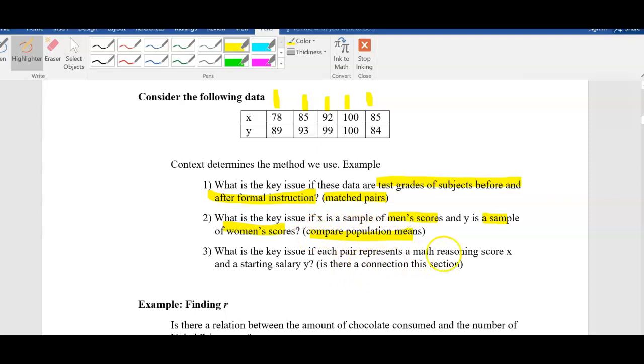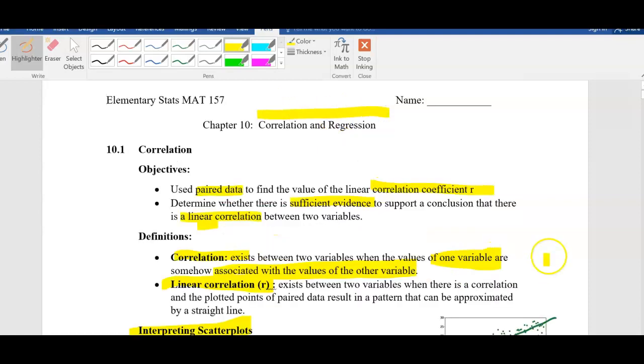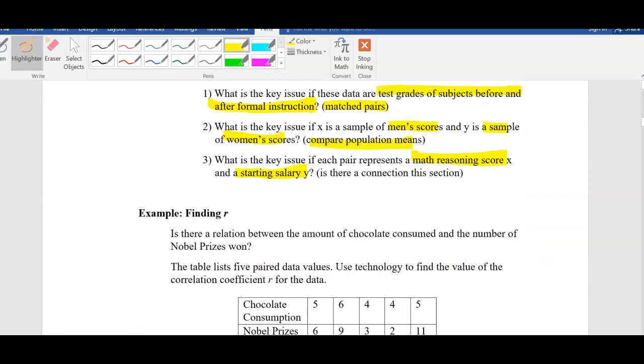Okay, if this represents a math reasoning score, so if I have a math score, what's my starting salary? Now I'm comparing two different things. We're actually comparing the math score to my starting salary. Those are two different X's and Y's. They are not anything else, so we are ready to go. I want to know how that works, and that is a reason to use a linear correlation.